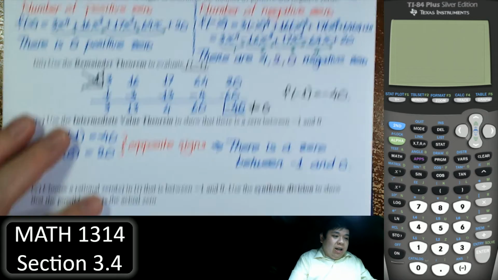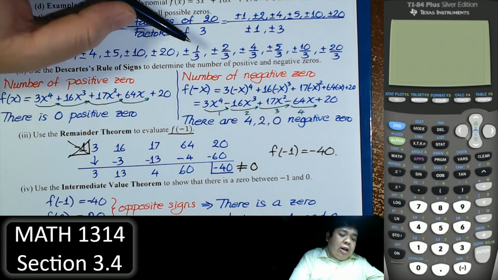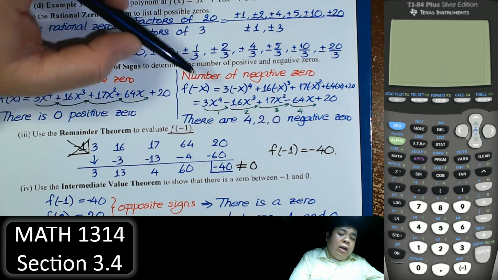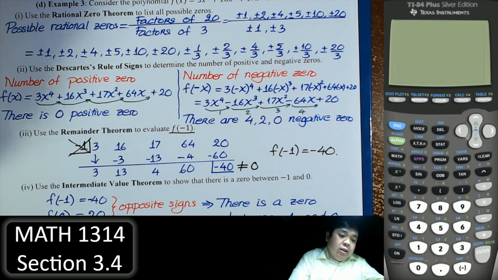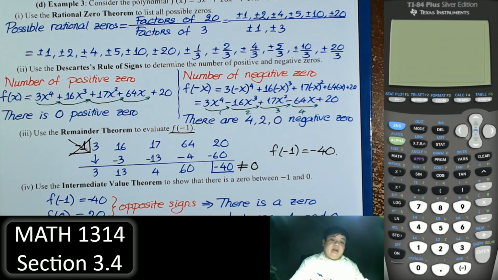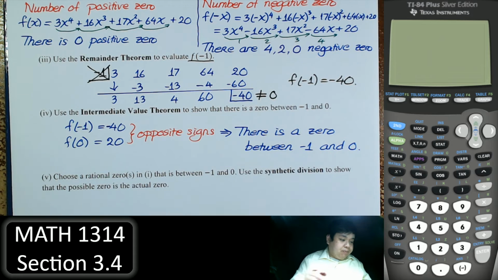Next, of course, we have the whole list here. We're going to pick the number that is actually between negative 1 and 0. Well, between negative 1 and 0, that could be negative 1 over 3 or negative 2 over 3. Let's try negative 1 over 3 first. If it doesn't work, try negative 2 over 3.